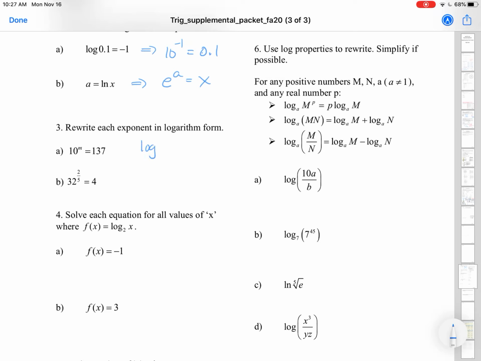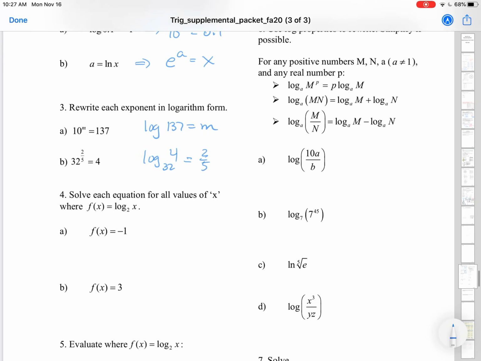Log base 10, well, we don't need to write the 10, of 137 is equal to the exponent. We're just reminding you of a core algebra 2 skill. If you missed this in intermediate algebra, they messed you up a lot. We're just ideally reminding you. So log, what's the base? 32. What's the power? Oh, sorry. If I ask what's the power, it is 2/5. That goes over here. And what's the result? 4.